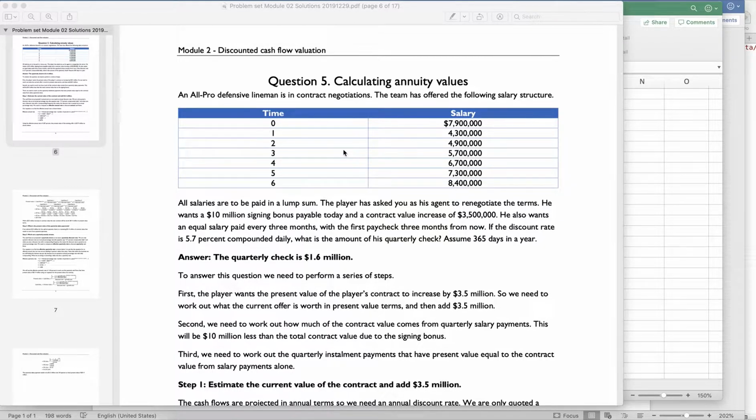You are helping a defensive lineman negotiate a salary, and this is his current salary, and he wants to change it. So he wants a $10 million signing bonus, but he wants the contract value to increase by $3.5 million. He wants an equal salary paid every 3 months, with the first check 3 months from now. So essentially he wants an annuity that's 6 years long but paid quarterly. If the discount rate is 5.7% compounded daily, what is the amount of his quarterly check, assuming 365 days in a year?